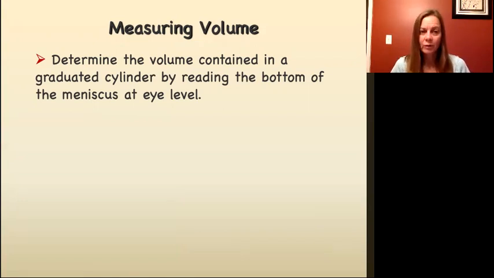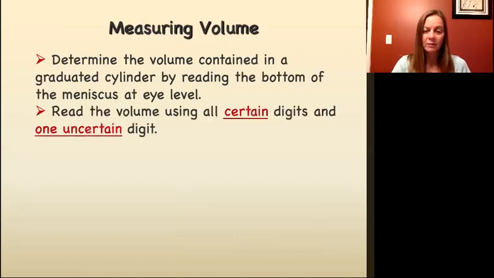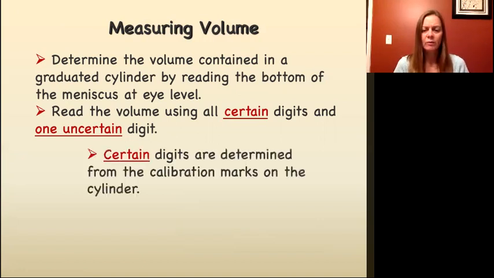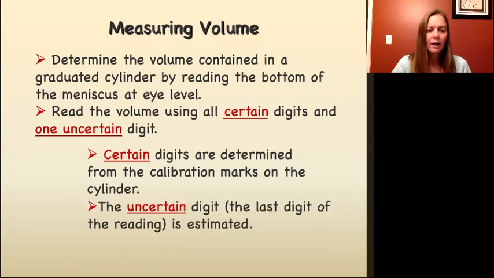But when we're measuring volume, we're always going to be reading the bottom of the meniscus. When we talk about the meniscus, we're talking about that curved surface of the liquid in that cylinder. So we're going to read the volume using all of our certain digits and one uncertain digit. So what do I mean by that? The certain digits are the ones that we know because there are the graduation marks on the cylinder. And the uncertain digit is the reading that we estimate. It's going to be the last digit.